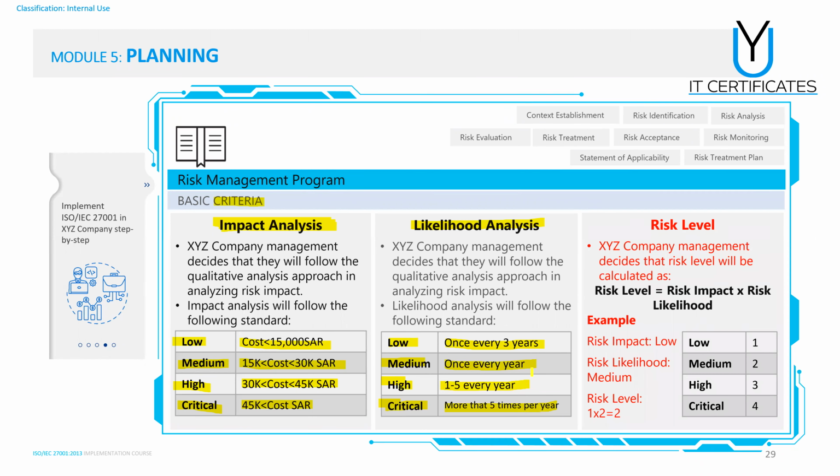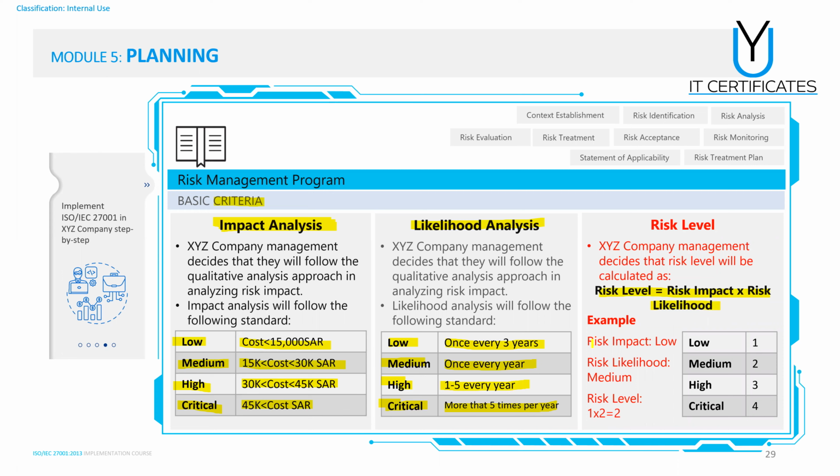Finally, how we calculate the risk level. The risk level is very important because according to it we will define the priority, which ones are high, and where to install the controls. How will we define the risk level? The risk level is the risk impact times the risk likelihood.